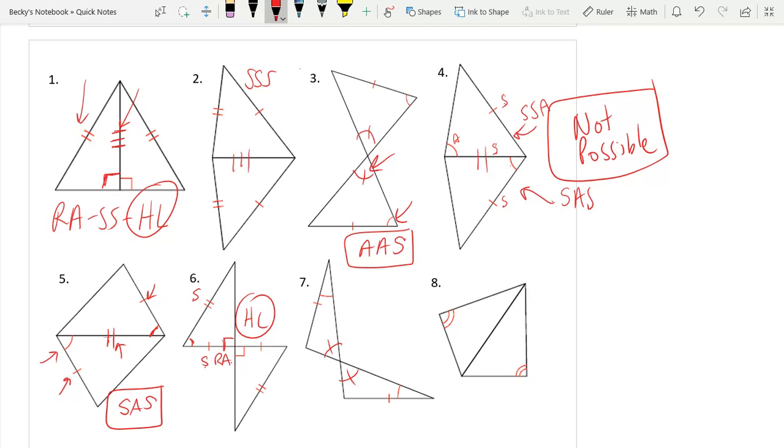All right, vertical, plug it in. All right, I have an angle and an angle. The side's not in between, so it's angle, angle, side. And the last one, I have a reflexive side, but I only have two things. I need a third thing, and there's nothing else to put in it. So this one is not possible.